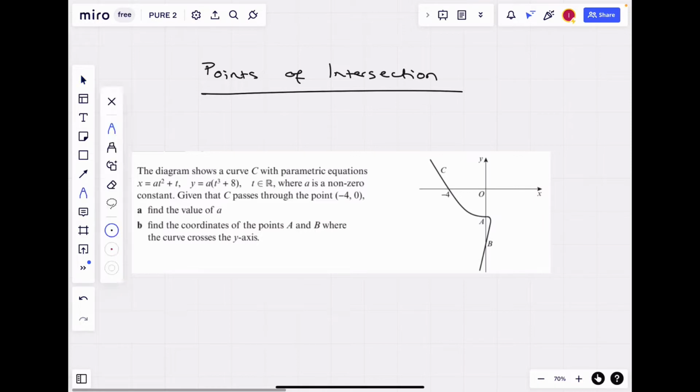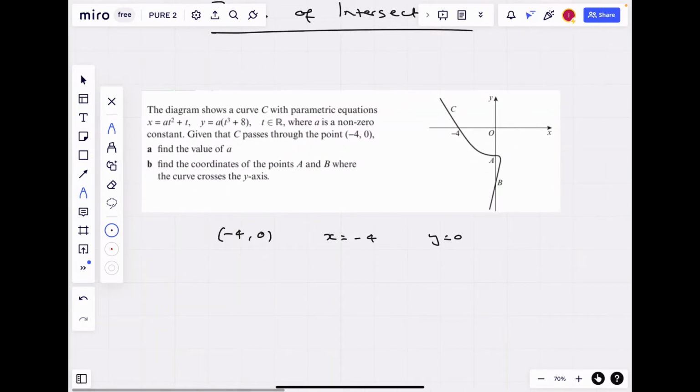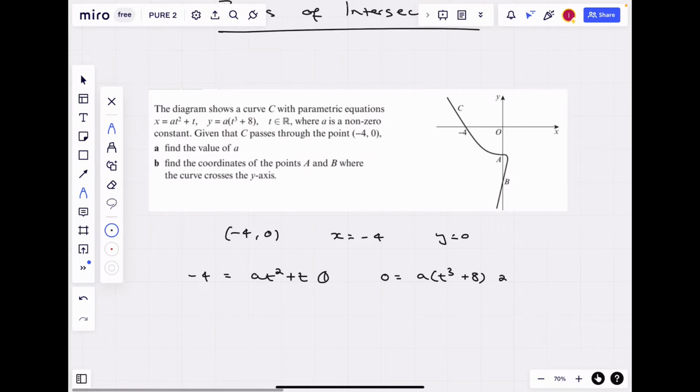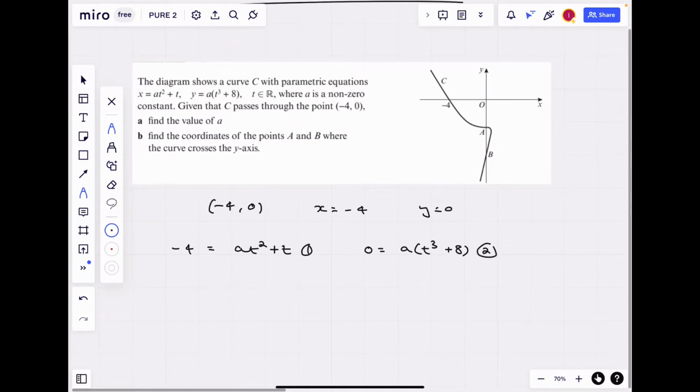You take that coordinate, (-4, 0), and you can write it as x equals -4 and y equals 0. You have a parametric, so that means -4 equals at squared plus t, and 0 equals a bracket t cubed plus 8. And now what you've got is a simultaneous equation. Can you try and solve this for me, please?